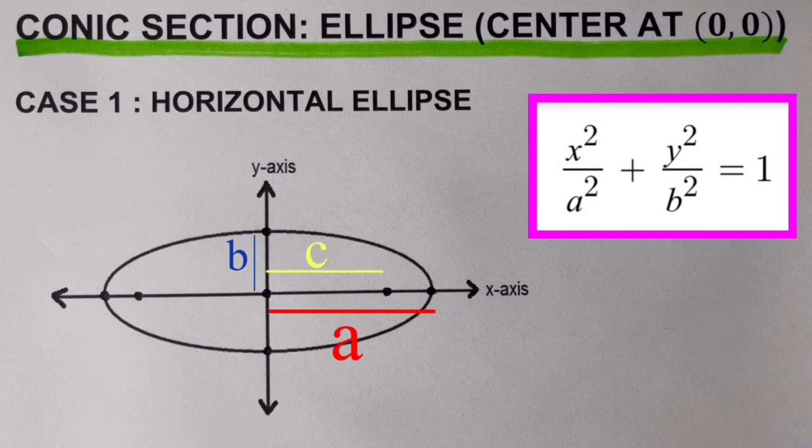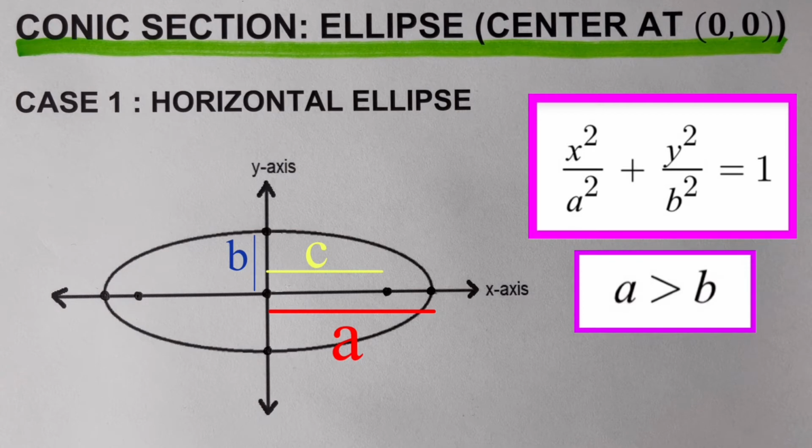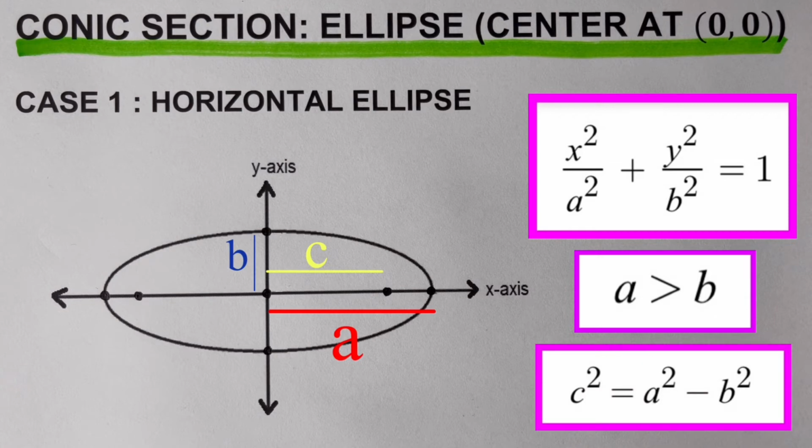Now, we also remember that our A value, which is the semi-major axis, will always be greater than B, which is the semi-minor axis. That's always every time. And the equation that can be used to determine the length of C, that is from the center to the focus, is C squared equals A squared minus B squared. Now, let's look at the second case of an ellipse.